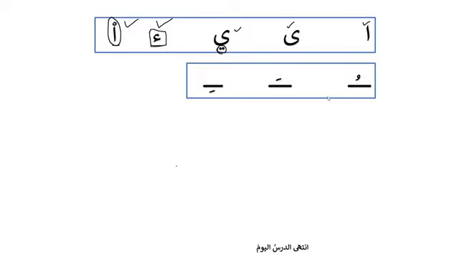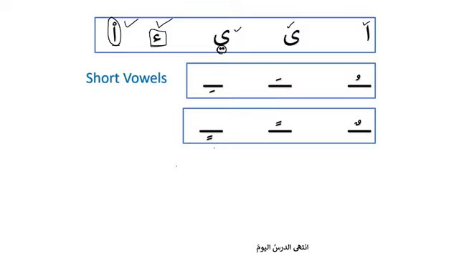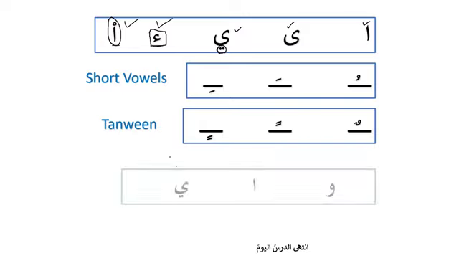What about these three signs over here? Dhamma, fatha, kasra. Okay, are these long vowels or short vowels? Short vowels, excellent. Perfect. Then we have the next one. What do we call them? Tanween. Okay, dammatan, fathatan and kasratan, and what's the name? The name is tanween. Nunation or tanween, excellent.